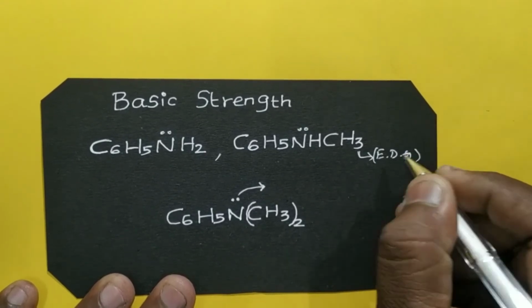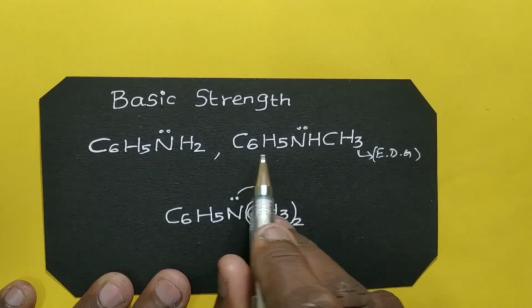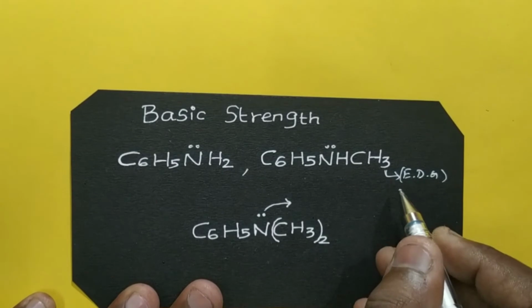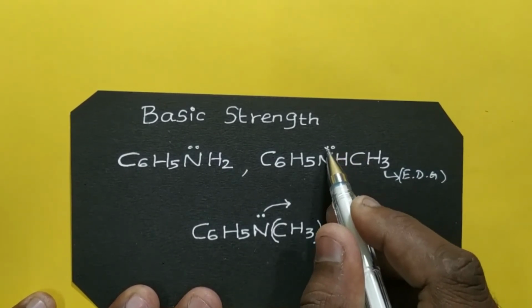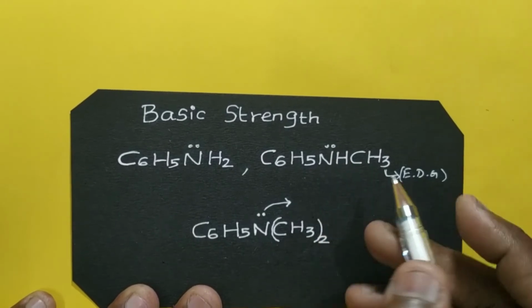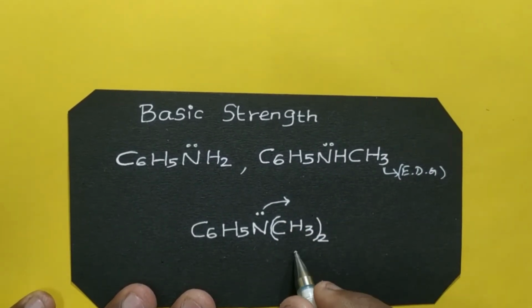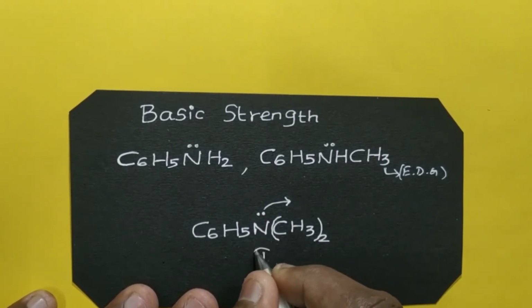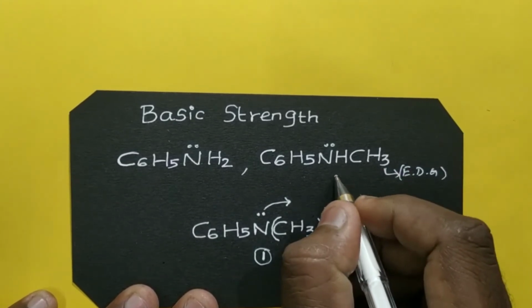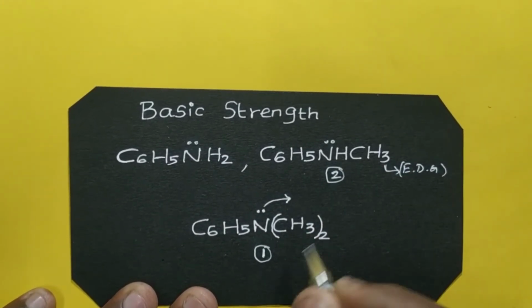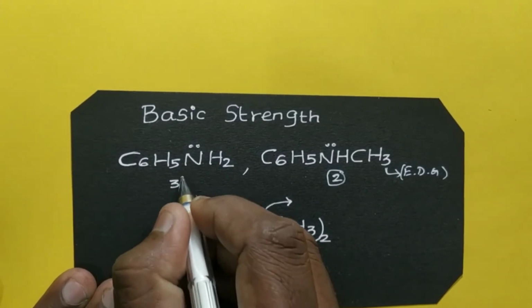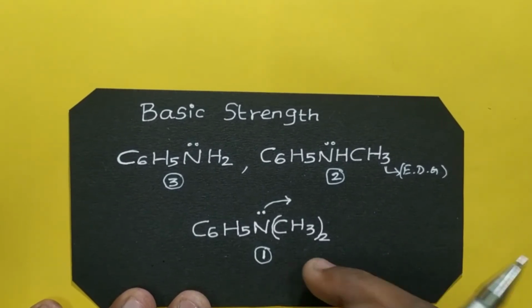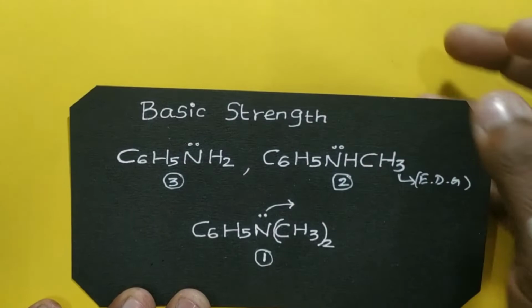Are you able to understand? This methyl group is an electron donating group, but the phenyl group is an electron withdrawing group. The methyl group is nothing but an electron donor, so it can easily maintain the nitrogen electron cloud. Here one methyl group is there, here two methyl groups are there, here no methyl group is there. Here this one is more basic in nature, this is somewhat less basic when compared to this one, and this is the least basic. I'm giving the decreasing order: more basic, less basic, then least basic. Are you able to understand, students?